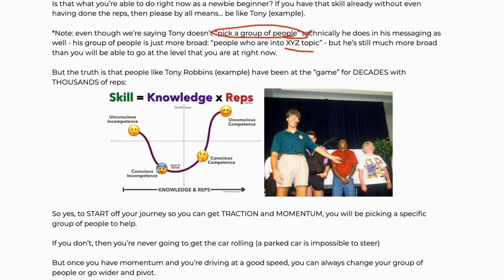And even then, the truth is that people like Tony Robbins have been at this game for decades with thousands of reps, right? Here is Tony Robbins back in probably the 70s, where he's leading a small group of people, right? And so he put in the reps in order to get to where he is.